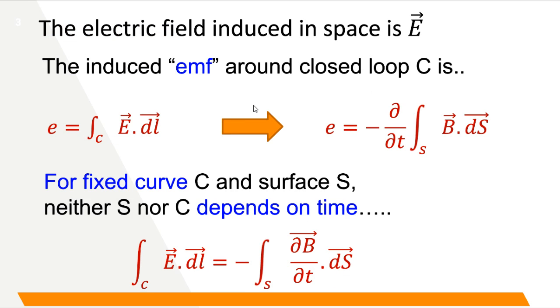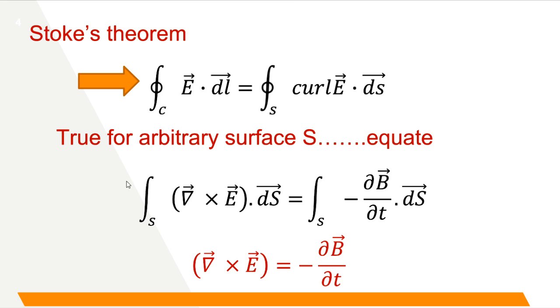So the previous term E dot dl, according to Stokes theorem, becomes curl of E dot ds. That is why this particular term del cross E dot ds is on the left side, and on the right hand side dou B by dou t dot ds.